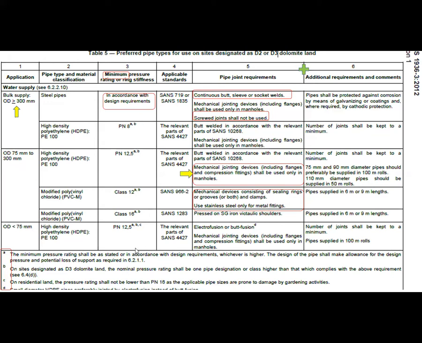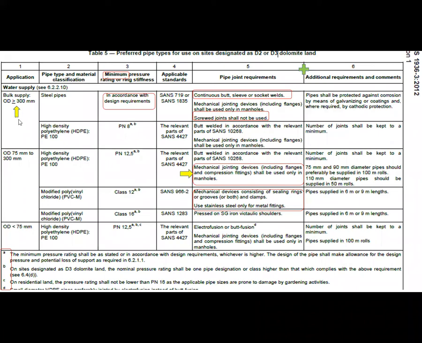The applicable standards that are applied also need to be taken into account, as well as how the pipe joints should be joined together. So we'll touch on that as well. Guys, I know it's a lot of information, but what I have done in my next 2 or 3 slides is try to make it easier. I've condensed this as a bit of an overview, so it's easier to understand, along with the additional requirements and comments that need to go with that kind of pipe size.